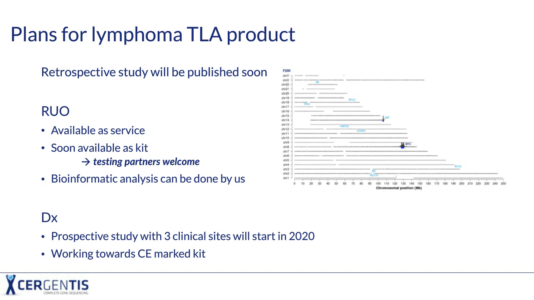Of course, you then need to have access to an NGS facility, but the bioinformatic analysis can still be done at Syngenta. And to make this product also available for diagnostic applications, we'll soon start a prospective study with 3 clinical sites. And that will be the next step on the path working towards a CE marked kit.